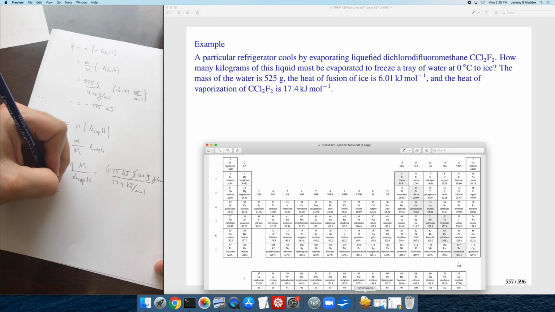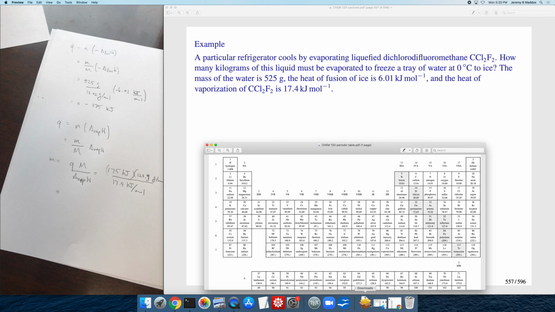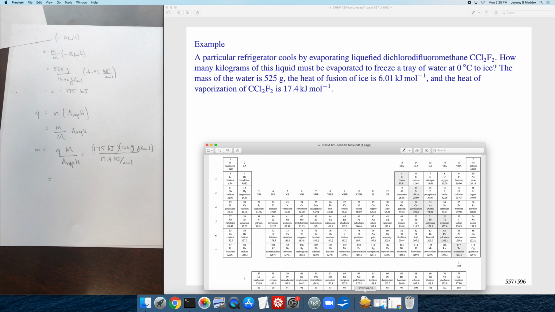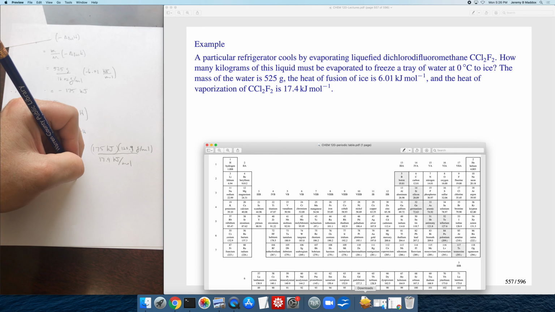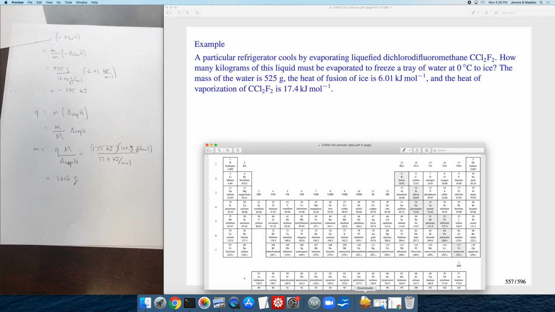And then we'll run these numbers through our calculator, and that'll tell us what mass of this refrigerant we need in order to freeze this water to ice. So I'm getting a mass of 1,216 grams out of that calculation.